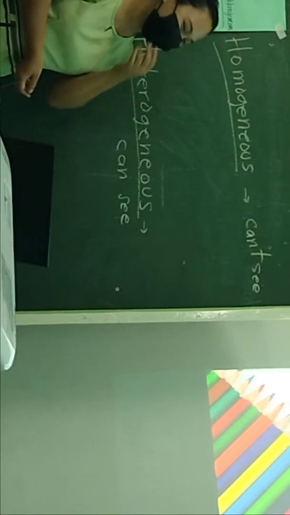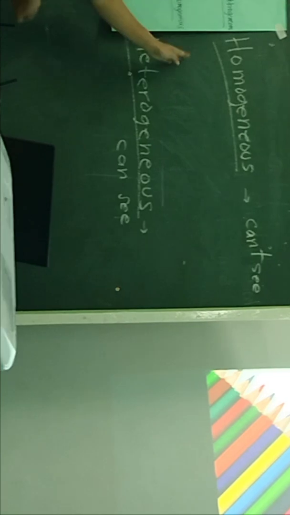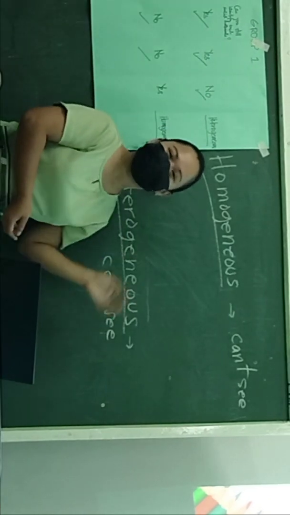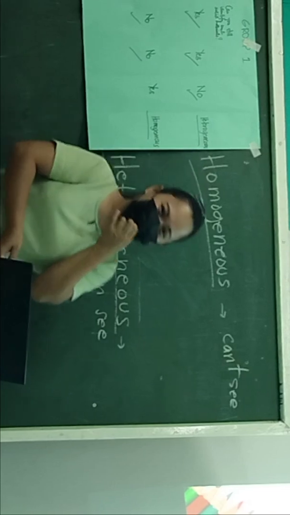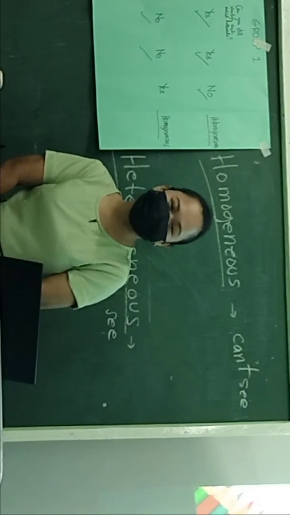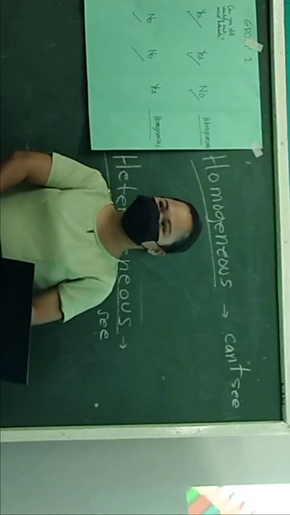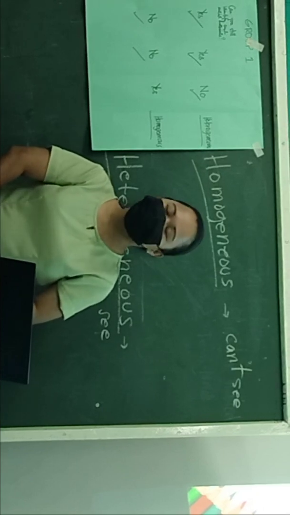So, everyone, take note of this. Homogeneous mixtures, we cannot see the particles, while the heterogeneous, we can see the particles. Any questions, children? Do you understand? Grade 4: We can understand, Ma'am. Okay.